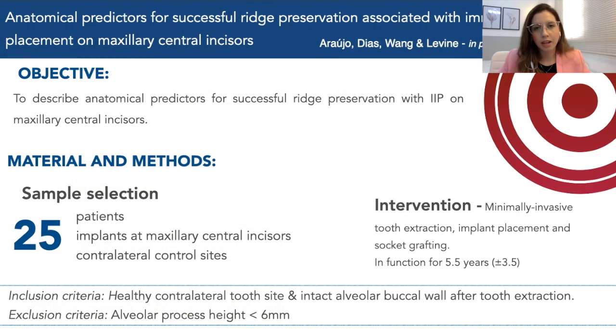Some factors that you should also evaluate when planning immediate implant placement. Our first study aimed at describing the anatomical predictors for successful ridge preservation with immediate implant placement. 25 implants at maxillary central incisors and 25 contralateral tooth sites were evaluated. All implant sites underwent the same intervention: minimally invasive tooth extraction, implant placement, and socket grafting. Then, after about 5 years in function, a CBCT scan was obtained.